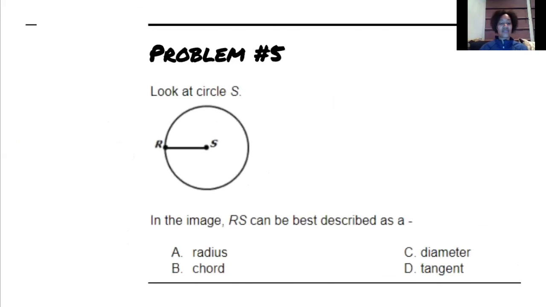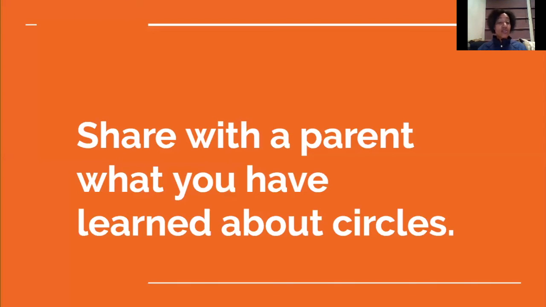Problem number 5. Look at circle S. In the image, RS can be best described as A, the radius. Those were easy.